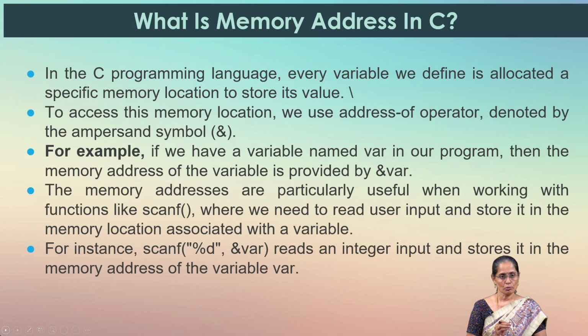So, in the C programming language, every variable we define is allocated a specific memory location. To access this particular memory location, we will be using the address operator called ampersand. We will use the symbol ampersand to denote the address of a particular variable. Say for example, if there is a variable named VAR in our program, then the memory address of the variable is represented to be ampersand VAR.